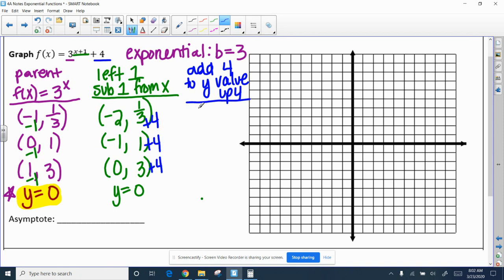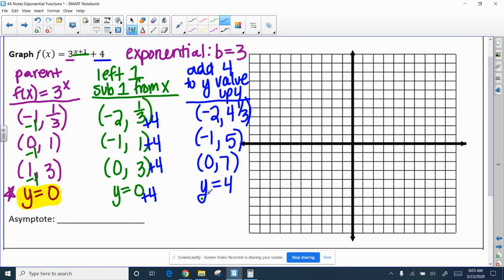So if I'm adding 4 to all the y values, I'm just going to write this point as 4 1/3, a mixed number, which is fine. So my x values are still -2, -1, and 0. And now my y values are 4 1/3, 5, and 7. This time though, since the +4 is affecting the y values, I do have to add 4 to the asymptote. Since it's y equals, I'm going to add 4 because that's changing the y values. So my new asymptote is y equals 4.